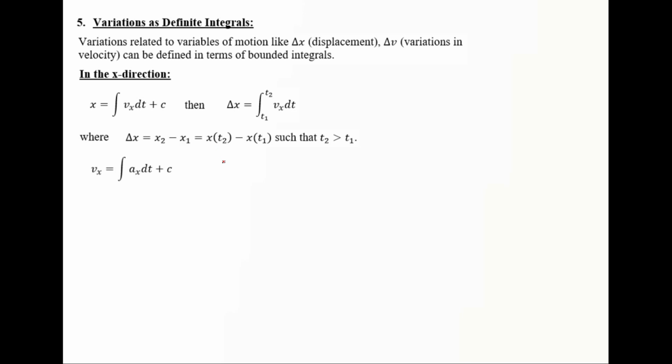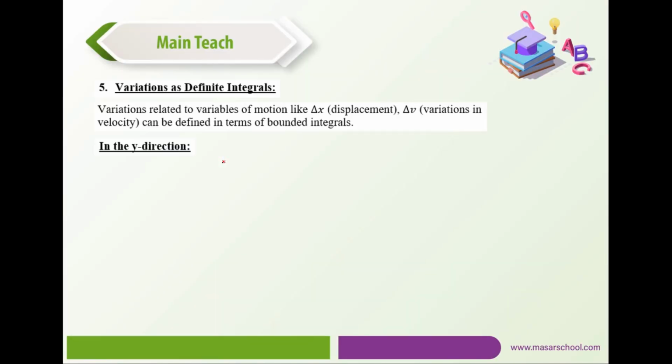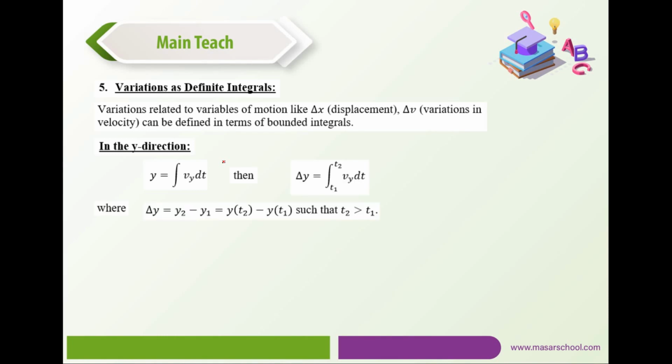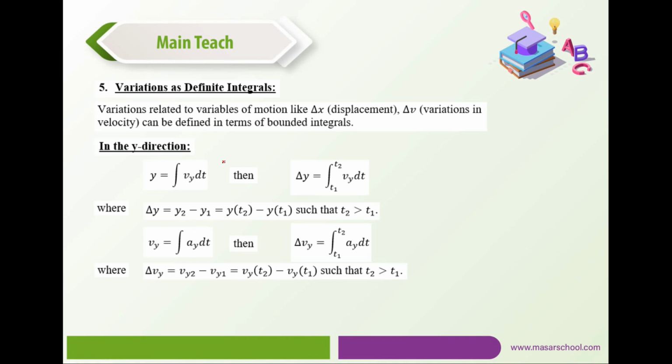And similarly for the horizontal velocity, delta vx would be the integral of ax dt between two bounds t1 and t2, such that t2 is a later instant, and delta vx would be vx2 minus vx1, vx computed at t2 and vx computed at t1. Now also in the y direction we can claim similar relations. Delta y would be the bounded integral of vy dt, where t2 is a later instant, and delta vy would be the integral of the acceleration between t1 and t2, and delta vy would be vy2 minus vy1, vy computed at t2 minus vy computed at t1.